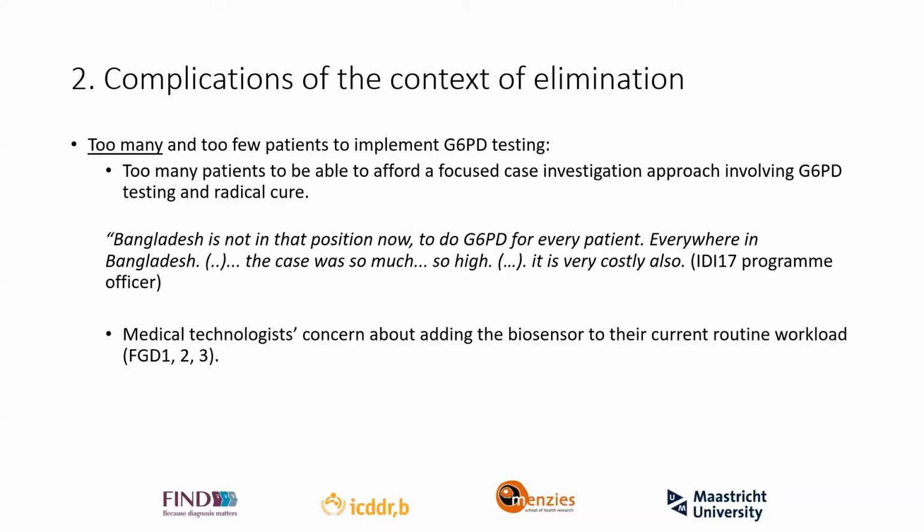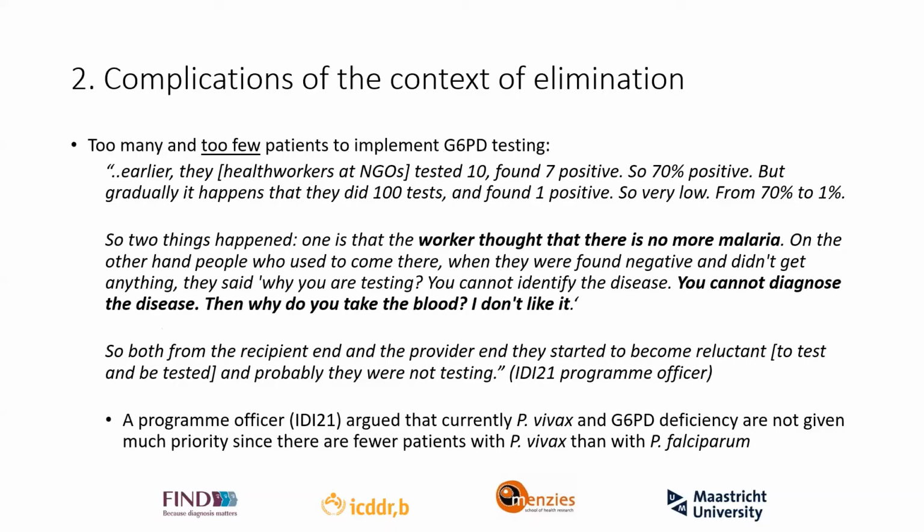And from the medical technologists' or caregivers' end, if they do have too many patients, then adding another step in the case management of malaria can add too much work to their already crowded routine practice. At the same time, there can be too few patients to maintain vivax and G6PD as a priority in practice, and to maintain the testing infrastructure: to acquire funding, justify the staffing for it, and allow the storage space and the work required to create new policies. So program officers highlighted challenges in keeping malaria visible and the priority in the face of declining patient numbers.